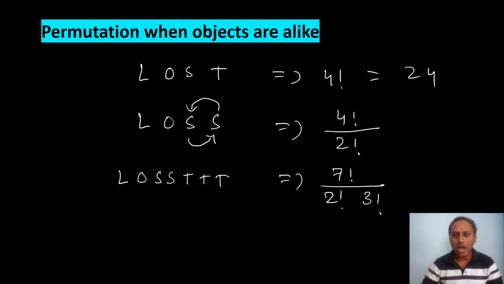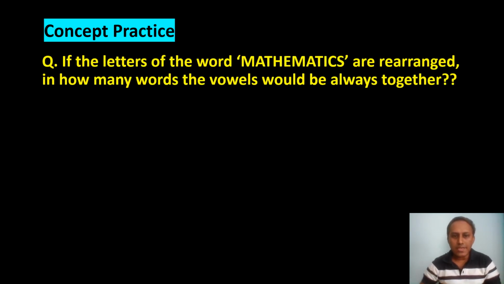Now let us check how we apply this concept in solving a question, right? The question says, if the letters of the word MATHEMATICS are arranged, in how many ways will the vowels always be together? So the vowels have to be always together, right? So how do you proceed? First, we'll separate the vowel group. That is, we have these vowels A, E, A, I.